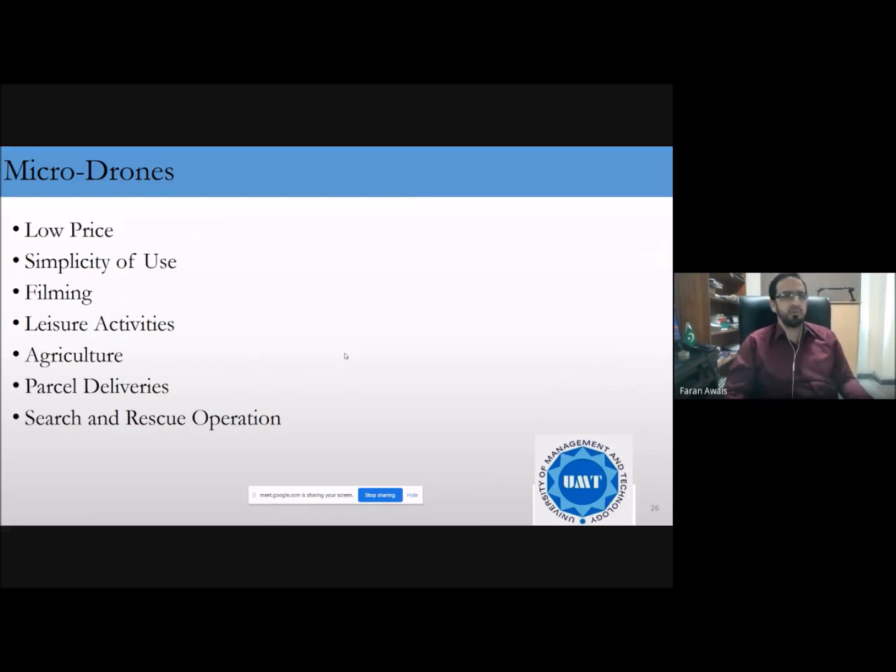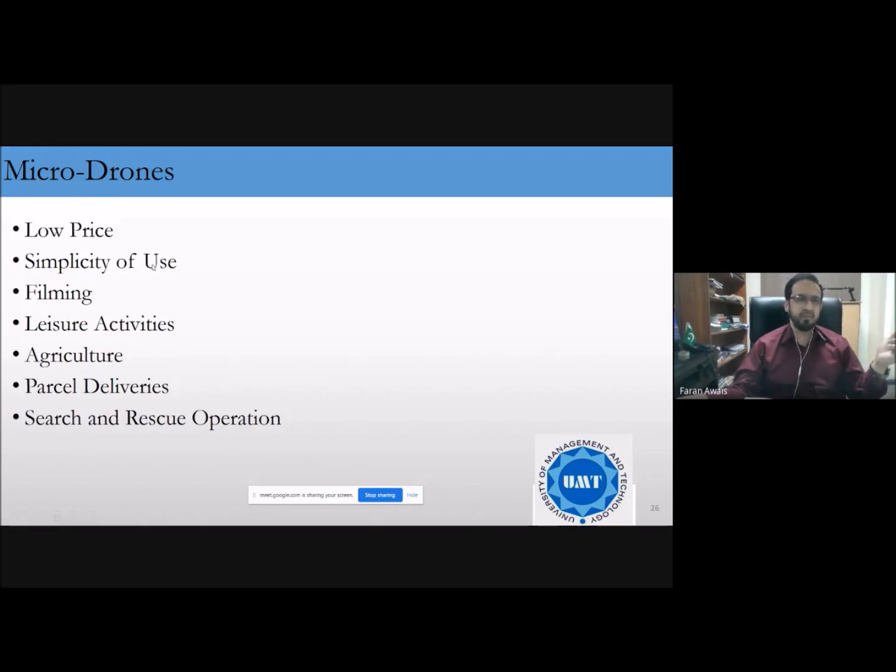I'm not going to talk about big drones. Rather, I'm talking about mini drones, hobbyist drones, or drones that are used for leisure activities. So this is very important. In recent years, the number of small UAVs that are available to civilian users has largely increased. The most important reason is the low price. Everybody can afford to have a small drone.